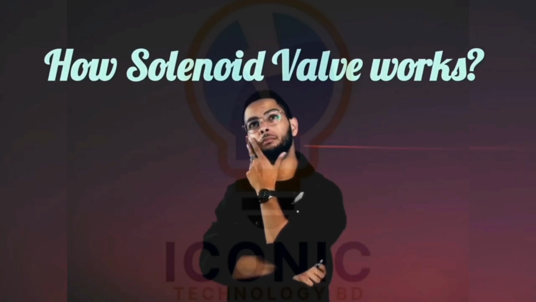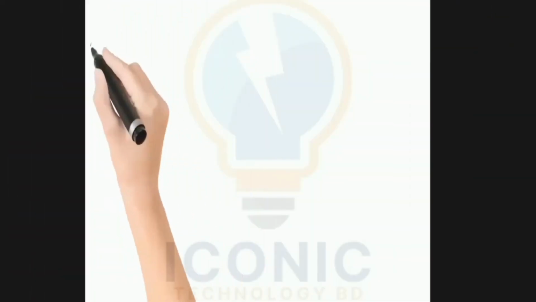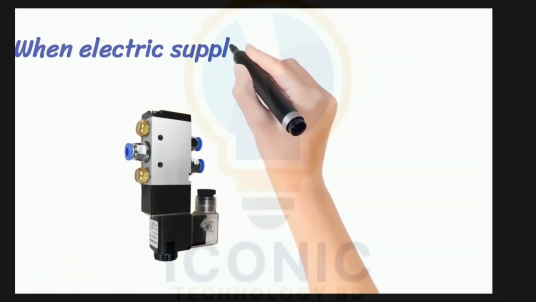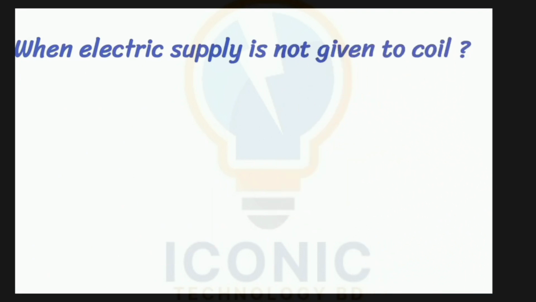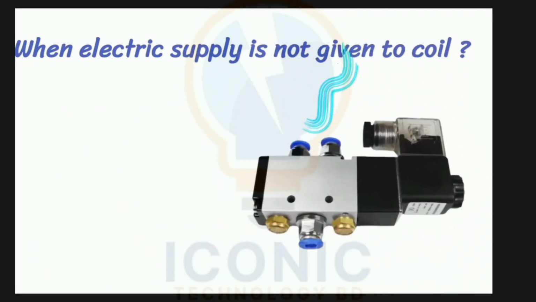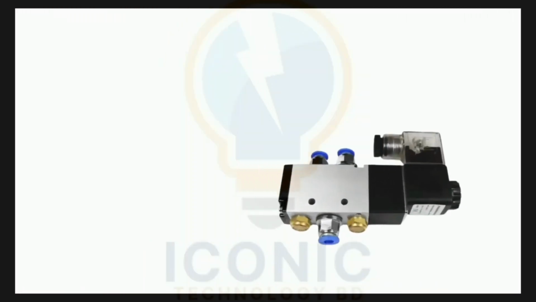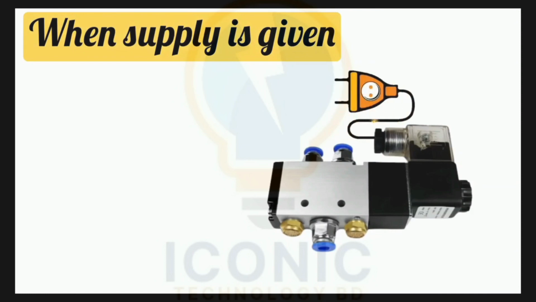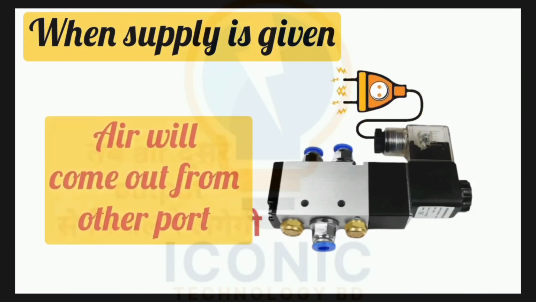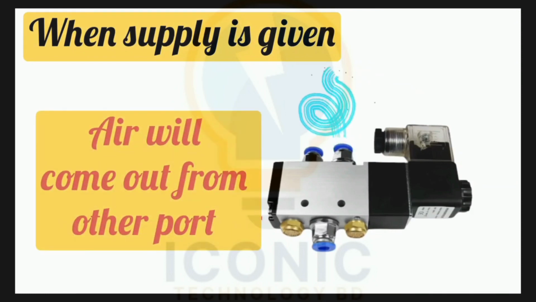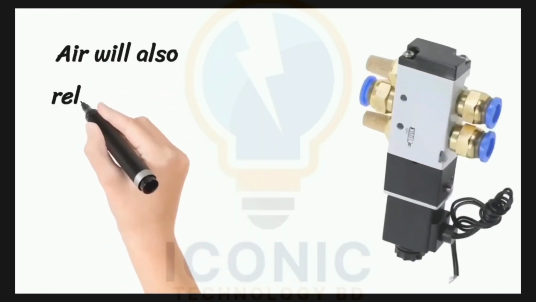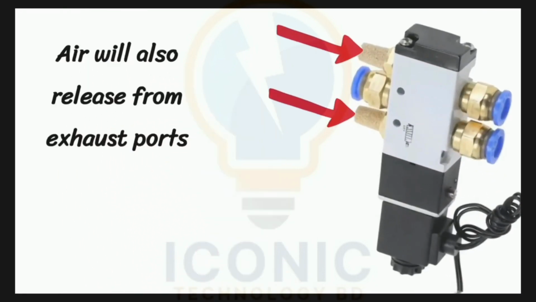Now, let us understand how solenoid valve works. When the supply is not given to coil of SOV, then air comes out from one output port. You will see the air is coming out from an output port. And when supply is given to the coil of SOV, then the air will come from the other port. Meaning, the air gets changed and starts coming out from the other output port. In SOV, exhaust ports are also present, so air is released from there also.